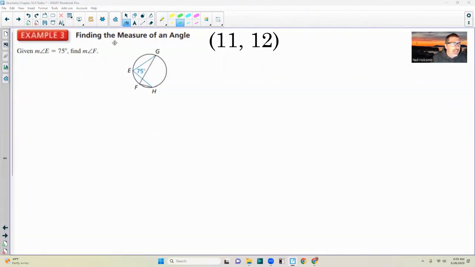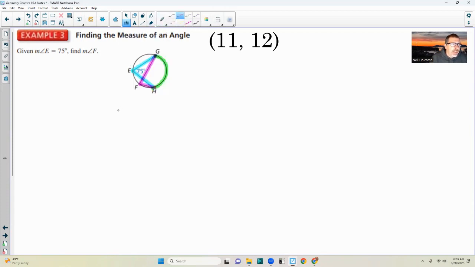Okay, this is really easy. It says, given the measure of angle E is 75 degrees, find the measure of angle F. Okie dokie. So we'll notice something. Angle E intercepts arc GH. See that? The end of chord EG, the end of chord EH intercepts arc GH. Well, then when I look at angle F, it is right here, and it shares the same intercepted arc.